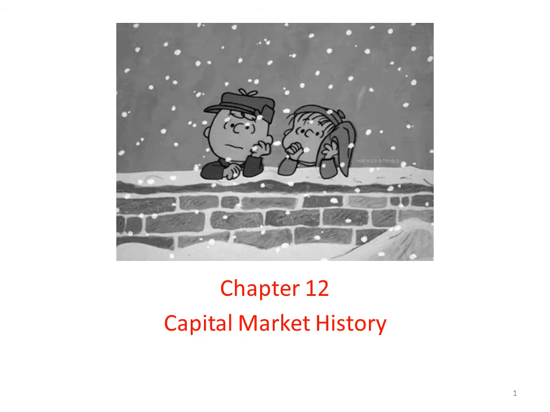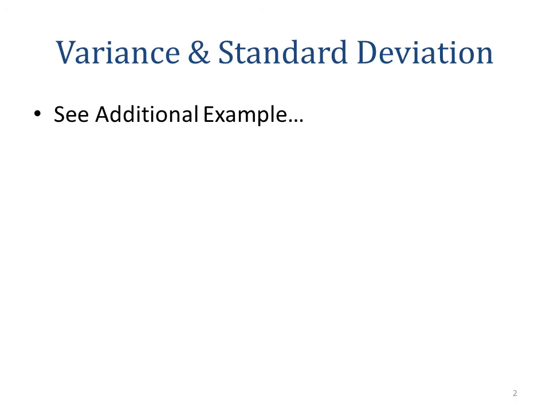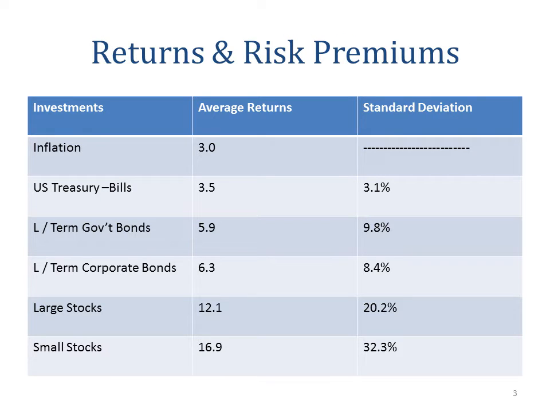So chapter 12, capital market history. We stopped here. This slide represents different investments, different returns, and because they have different returns, they're going to have different standard deviations. For example, small stocks return 16.9% on average over a long period of time. But because they return such a high return, they're going to have a high standard deviation, meaning that return can really swing from the left to the right.